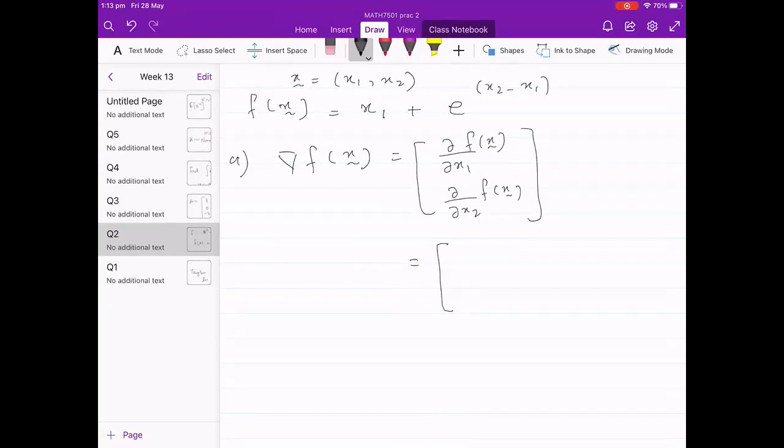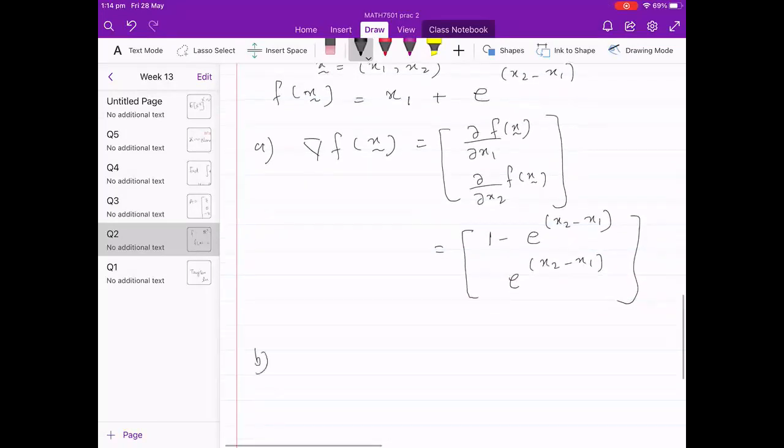Can you hear me? Yeah. All right. What would be the derivative with respect to x1? 1 minus e to the x2 minus x1. Yeah. Thanks, Kai. The second one, partial with respect to x2: e to the x2 minus x1. Here's the second term. Yeah.